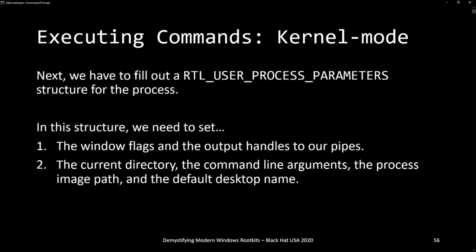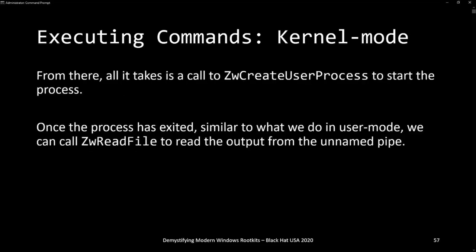Next, we have to set an RtlUserProcessParameters structure for the new process. And in this, it's very similar to the startup info structure we saw in user mode, except we have to specify a little bit more information. So besides the window flags and the output handles to our pipes, we need to specify the current directory, the command line arguments, the process image path, and the default desktop name. From there, all it takes is a call to ZwCreateUserProcess to start the process. And once the process has exited, similar to what we do in user mode, we can just call ZwReadFile to read the output of the process.